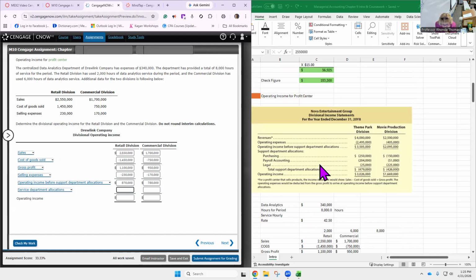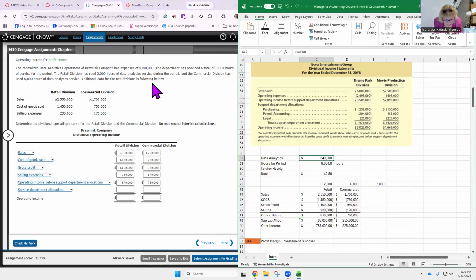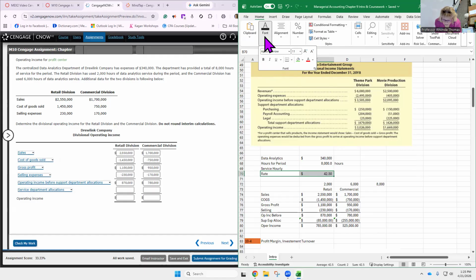Now, we have to do pretty much what we did up here. So now we're going to take data analytics. My data analytics has a total of 340,000. They did 8,000 service hours for each company, and as far as we understand, it's just covering these two. So we're going to find a rate. What's their overhead rate? The overhead rate is $42.50. So the total hours that they worked, the data analytics is 8,000. So they're dividing up 8,000. 2,000 is going to go to retail and 6,000 is going to go to commercial.